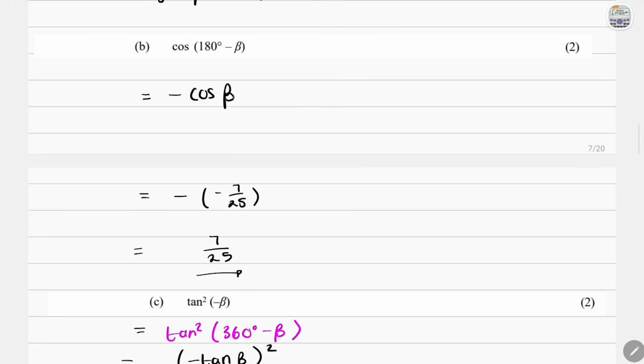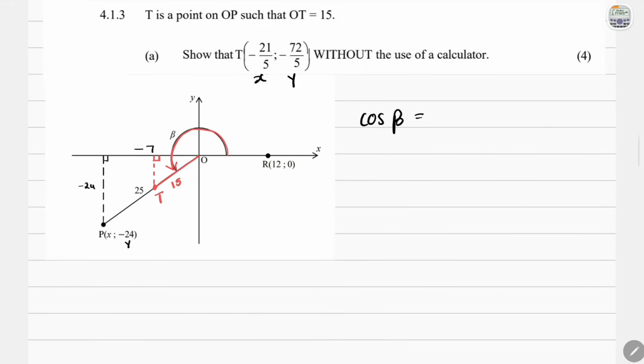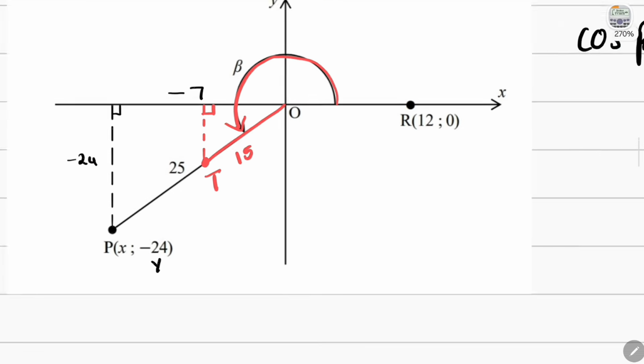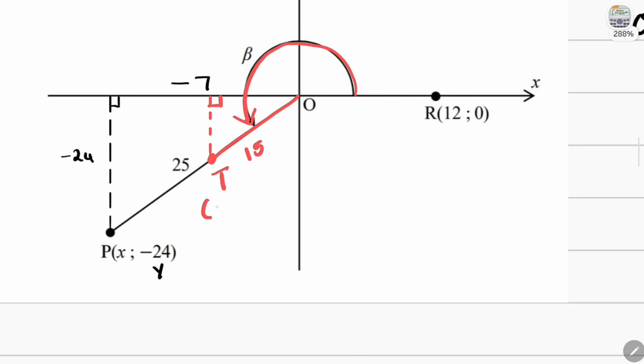But we know now that cos beta itself is equal to negative 7 over 25. So yes, we know that cos beta is equal to negative 7 over 25. But we also know that cos beta would also be equal to negative 7 over 25, since they're drawn using the same angle. So currently this point really doesn't have any coordinates. We'll just call it x and y.